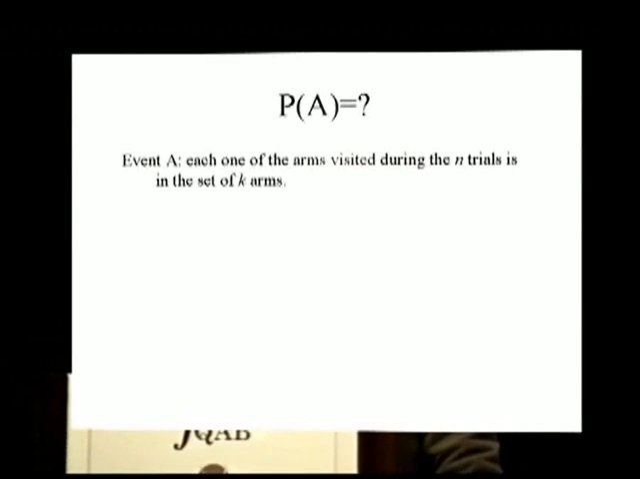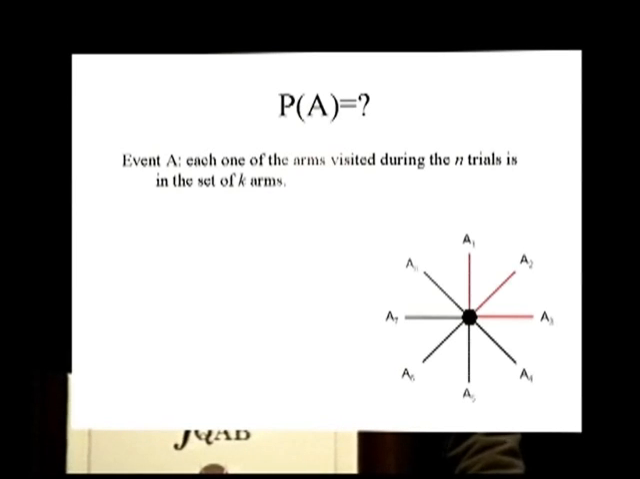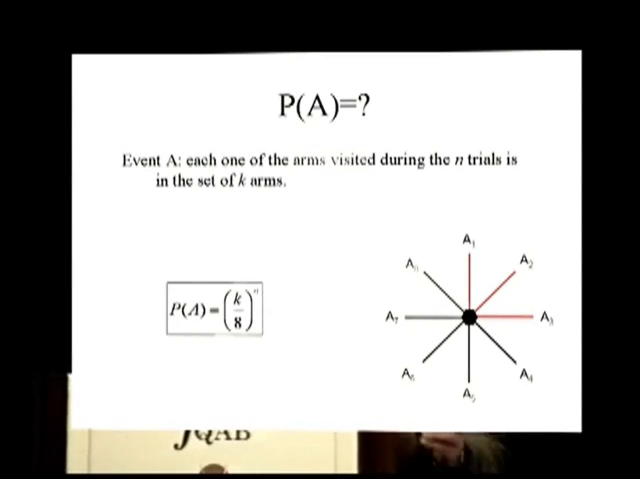Well, the probability of A is reasonably straightforward. Each one of the arms visited during the n trials must be in the set of K. So this means that the rat is sampling from the set of K arms. Well, suppose, for example, the K were equal to 3. If the rat samples from this set, the probability that on one trial it samples from the set, in this case, would be 3 over 8. In n trials, it is 3 over 8 multiplied by 3 over 8 n times.